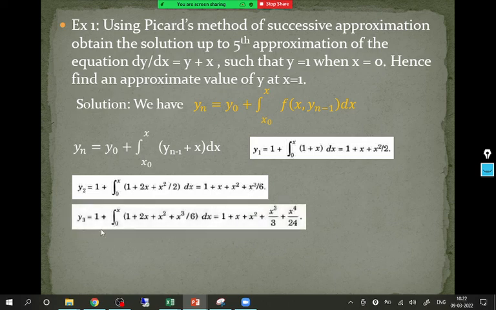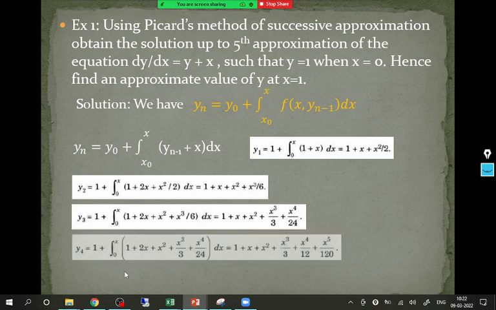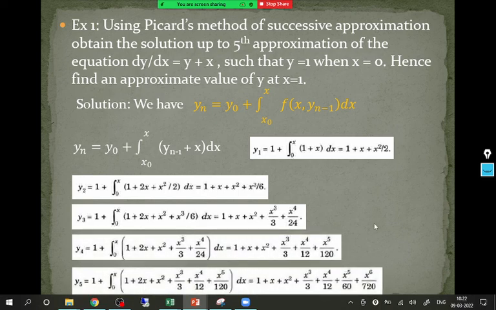Similarly, you get y3. Y3 depends on y2. Then you get y4, and lastly the y5. So this is just term by term calculation. You have to go iteration by iteration. Every next iteration depends on its previous iteration. So y5 is now whatever this RHS you observed here. This is actually the approximate solution of the differential equation after fifth approximation. That is the end of the first part.